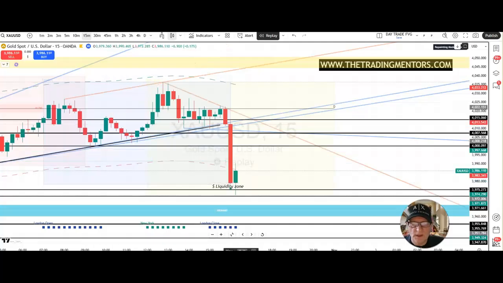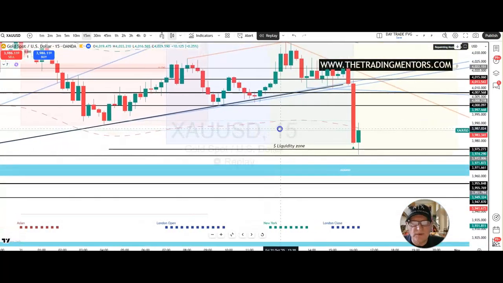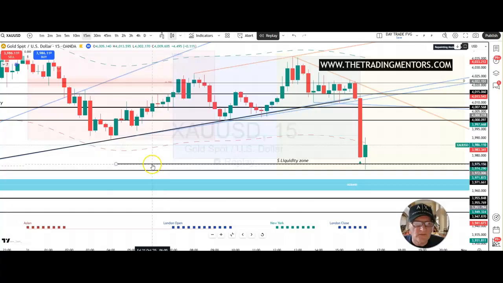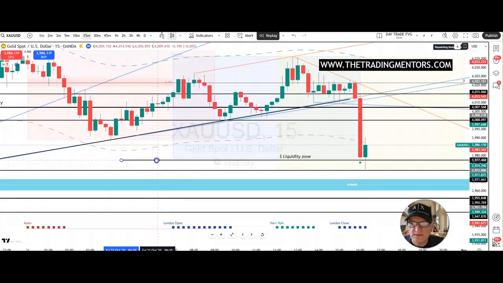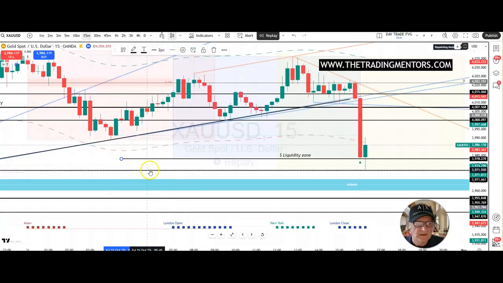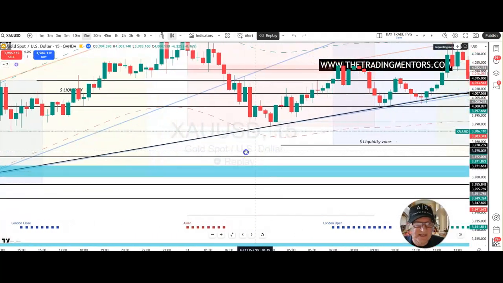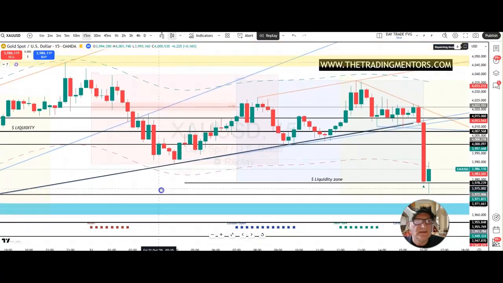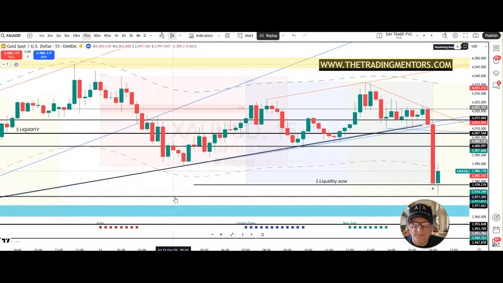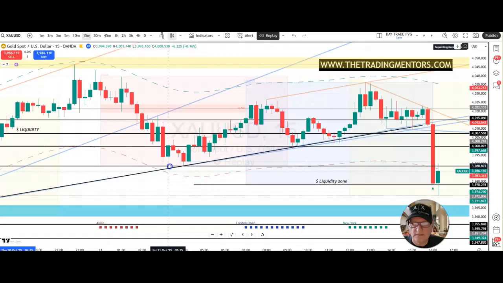So here's one, just freeze it there. Again, another good example here. Here's the liquidity zone for the London low. Let's just check in to see where the Asian session is. The Asian session's up here. Okay, so in between that area is very interesting.